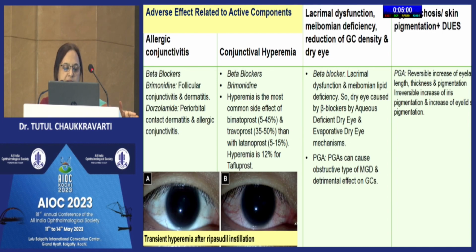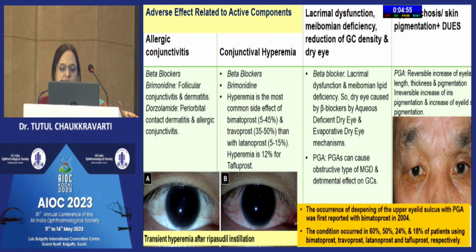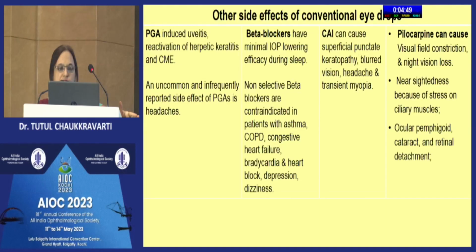Transient hyperemia can be seen with ripasudil instillation. The occurrence of the deepening of the upper eyelid sulcus with prostaglandin analog was first reported with bimatoprost in 2004. These are the other side effects of conventional eye drops.